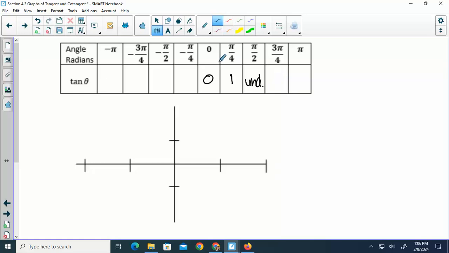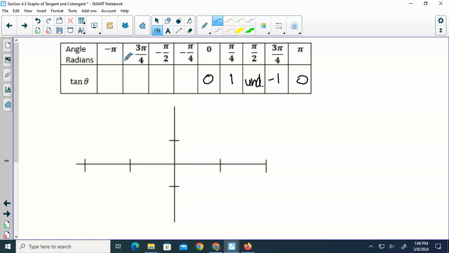Okay, 3 pi over 4. That would be the same as pi over 4, but what quadrant is it in? 2. And in quadrant 2, tangent is negative. So it would be a negative 1. Okay, pi. That's the same as 0. So tangent of pi is 0.